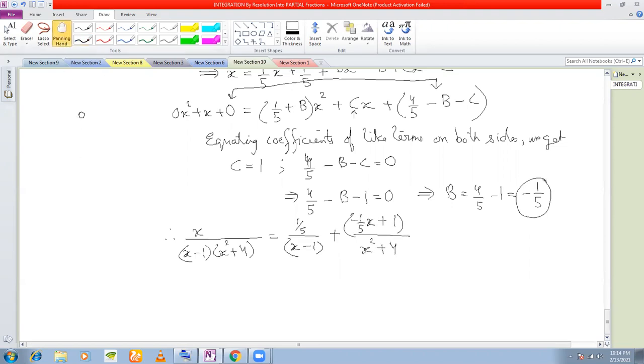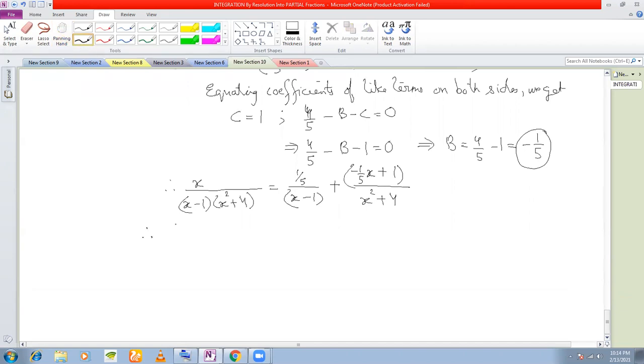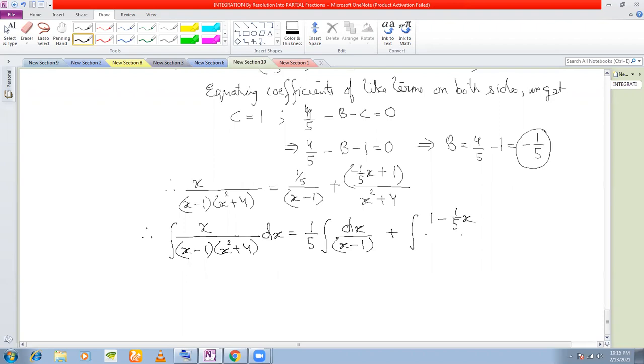We have got this. Now we shall integrate. Therefore, integral x by x minus 1 into x square plus 4 dx is equal to 1/5 integral dx by x minus 1, right? Plus integral 1 minus 1/5 x divided by x square plus 4 dx, right? Now we just need to integrate, right?